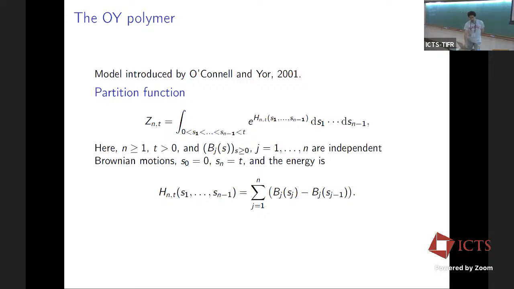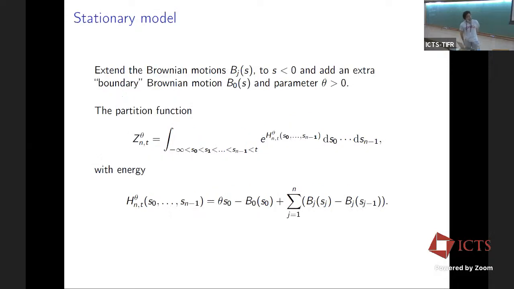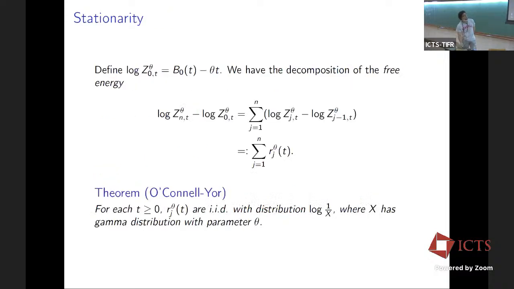So you see it's the same model, except that we've added one more integration, and we've added this term theta S0 times B0 S0. Is there an easy way to explain an intuition of what's going on? Yeah, so maybe in 1 or 2 slides, we'll see what it is.